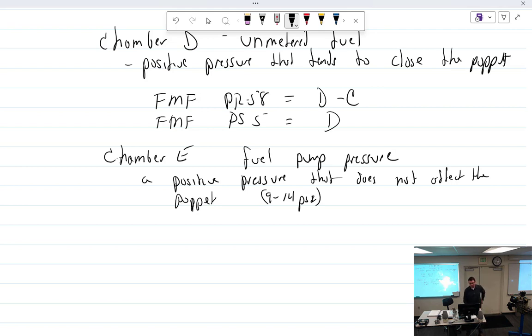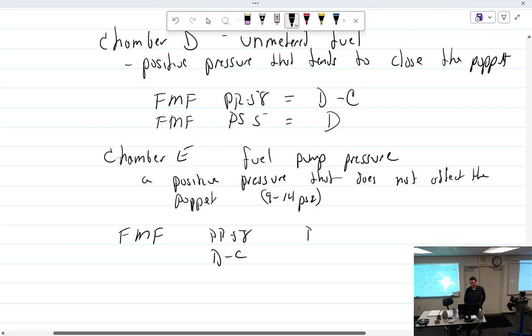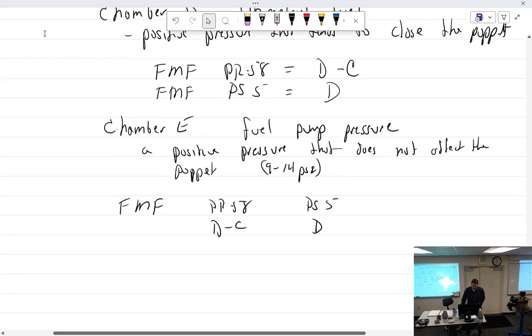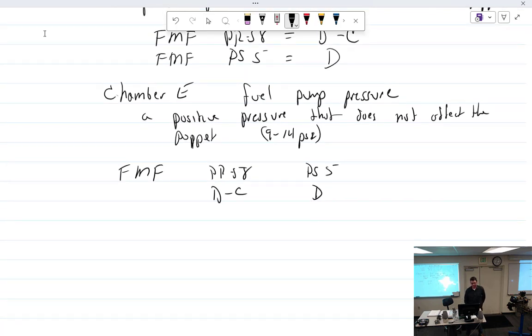And fuel metering force then. Fuel metering force is what? We already did this, but in the PR58 it is D minus C, and the PS5 is just D. Just delta. All right, operation of air and fuel metering force.